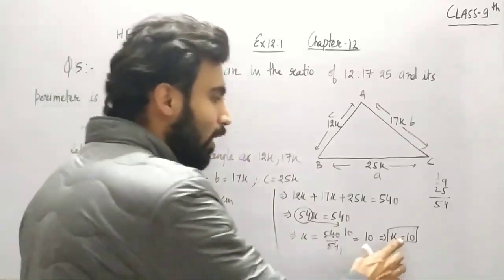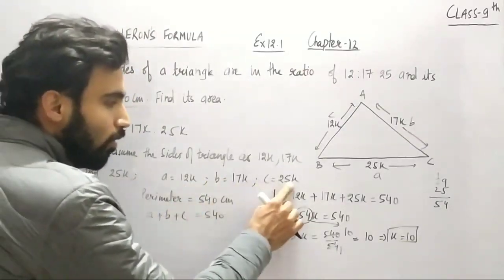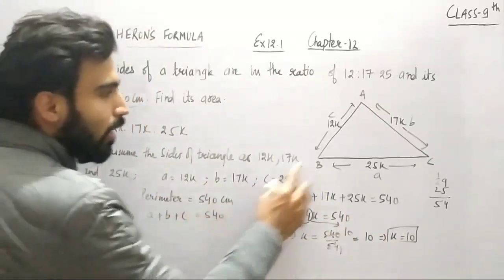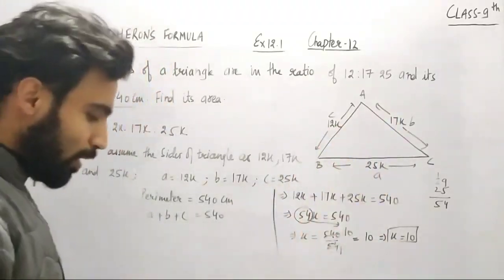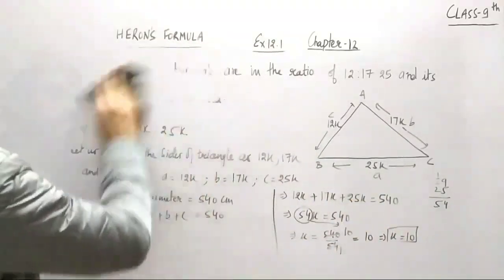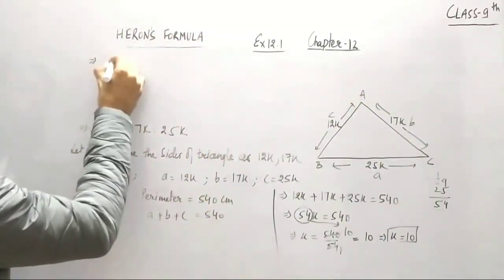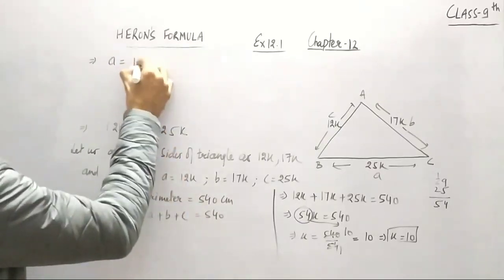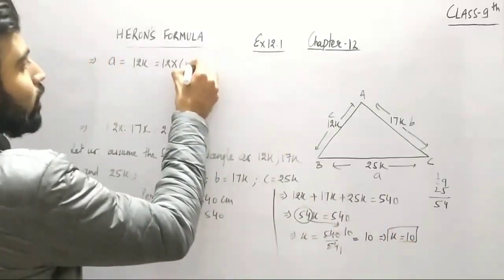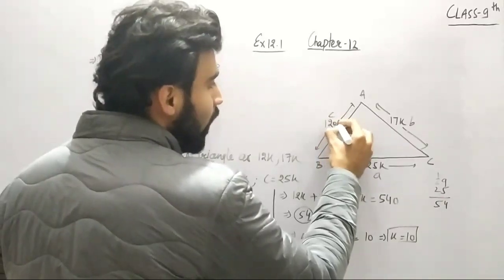Now what you have to do is simply substitute this value of x into these three values, right? So what will I put in place of x? Simply 10, so that we can get the three sides of the triangle. Let me find them one by one. First let me make some space. Here the value of A will be 12x. 12x means 12 into x, and we know the value of x is 10. So that will be 120, which means this side will be 120 centimeter.